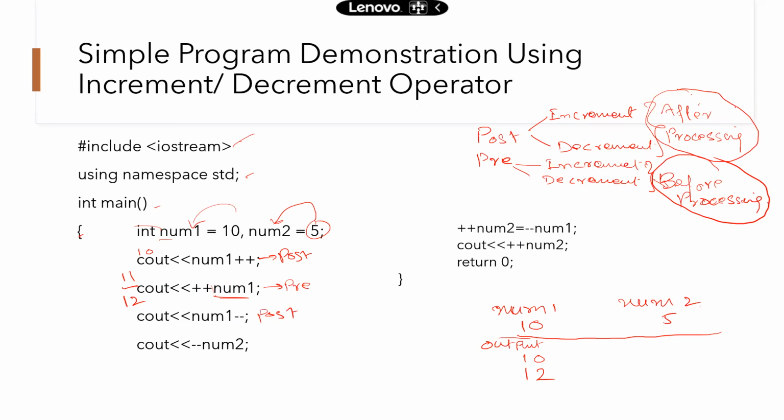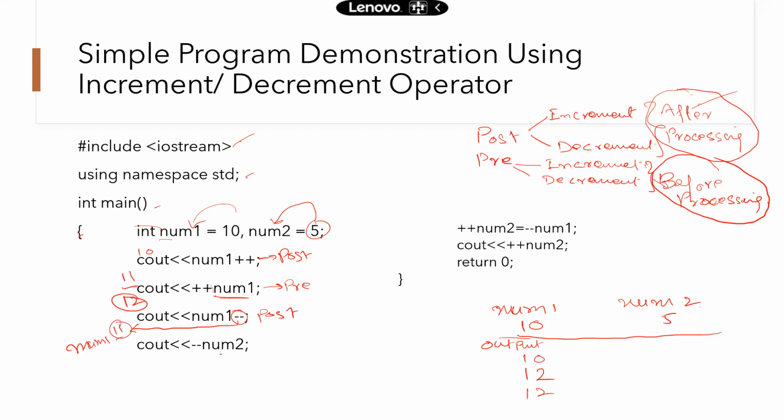Now, in the next statement, it again says post-decrement. So post-decrement means after processing. So it is going to print 12 again. Why? Because num1 currently carries 12. Because it carries 12, it is going to print 12 as it is. All right. And then it is going to decrement it. So once it has decremented, it will be 11. All right. So now num1 actually contains 11.